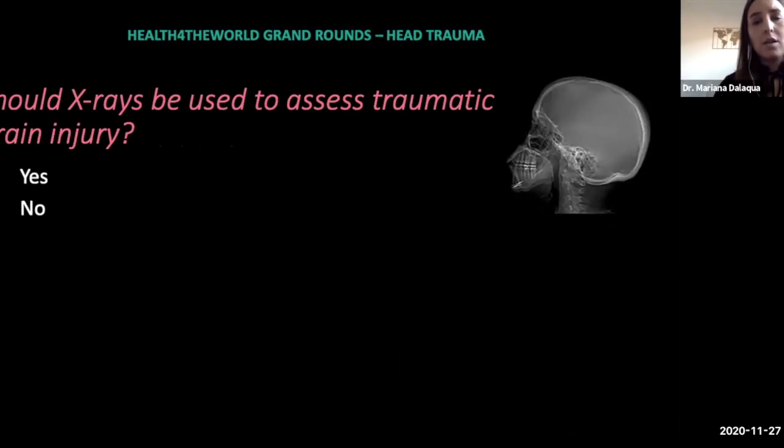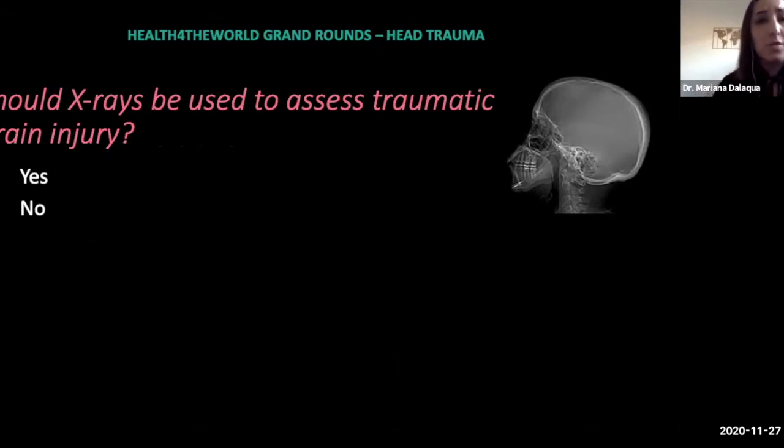So let's talk about X-rays. What do you think? Do you think X-rays should be used to assess traumatic brain injury? Think about it for a little minute. So some would argue that yes, if you have a fracture, then your patient is definitely at risk of a more important parenchymal or extraaxial bleeding.